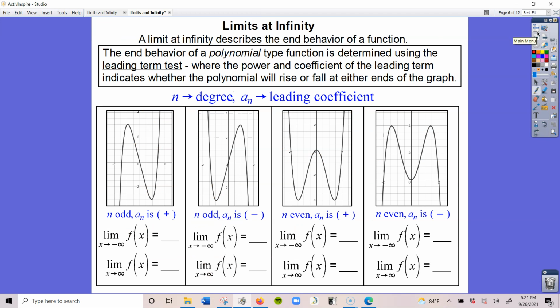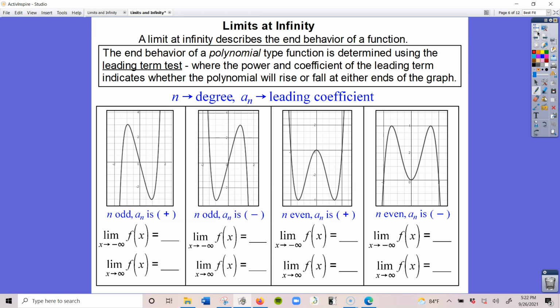Now, we're going to start looking at limits as x approaches positive or negative infinity. First, we're going to start with polynomial functions. A polynomial type function is anytime you just have terms added or subtracted with each other. You won't see any radicals and you won't see any rational parts, meaning no fractions.